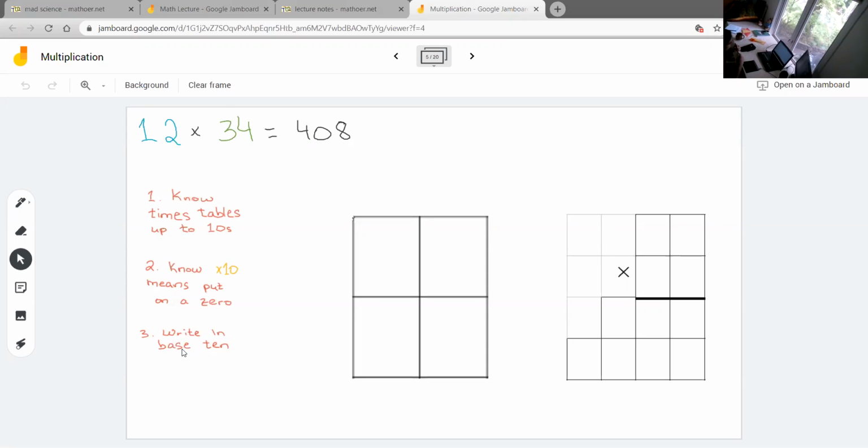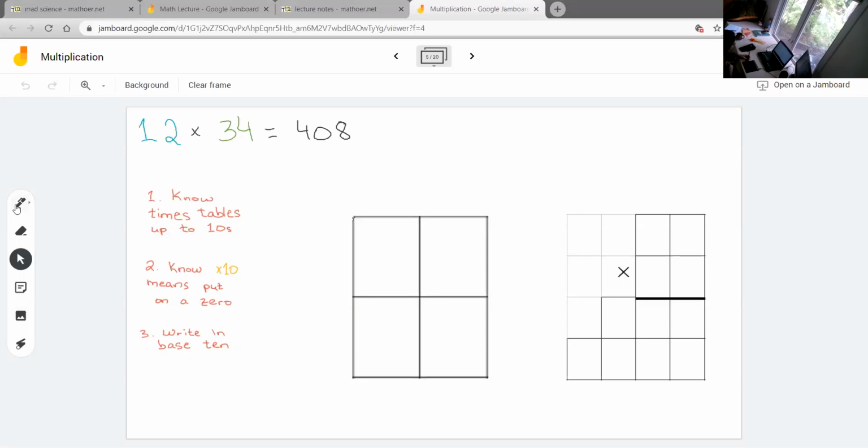So if I want to multiply 12 times 34, using those 3 foundations that are written on the left in red, then I have to break things apart. Because I don't know my 12 times tables. I don't know my 34 times tables.